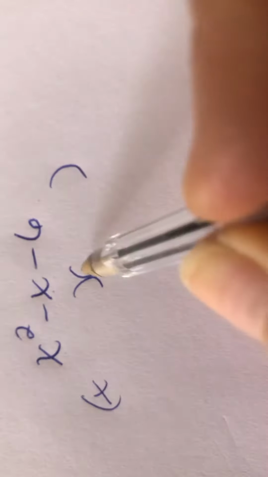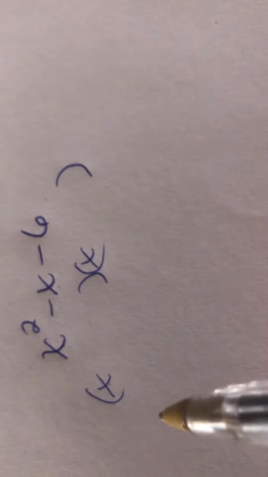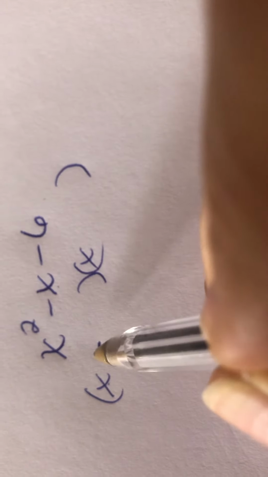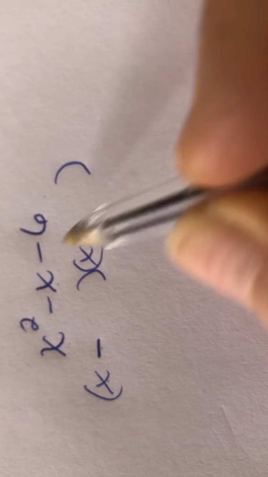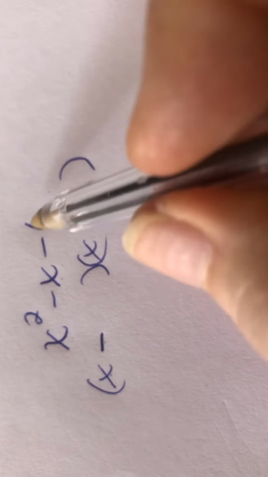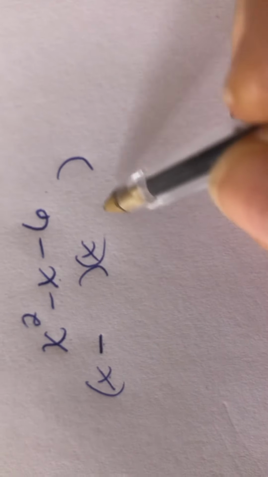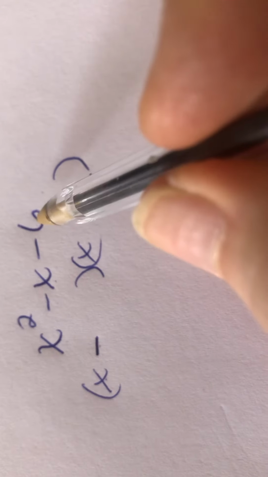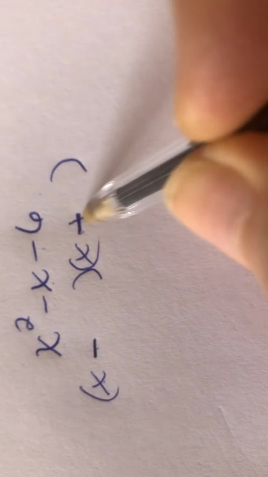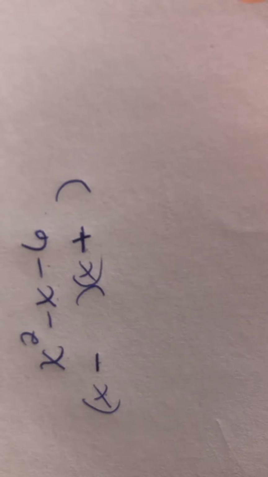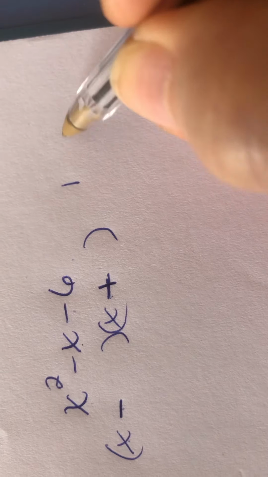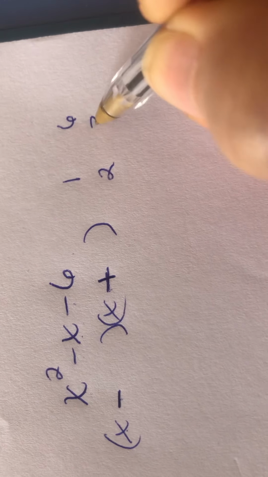I always put x here and x here, because x times x is x squared. I copy the first sign. Negative times what is negative? Because this has to be a negative 6. So when I multiply the last terms, these two have to give me a negative 6. Negative times what is negative? Positive. Okay? Now I'm going to find the factors of 6, the numbers that multiply to give me 6: 1 and 6, or 2 times 3.